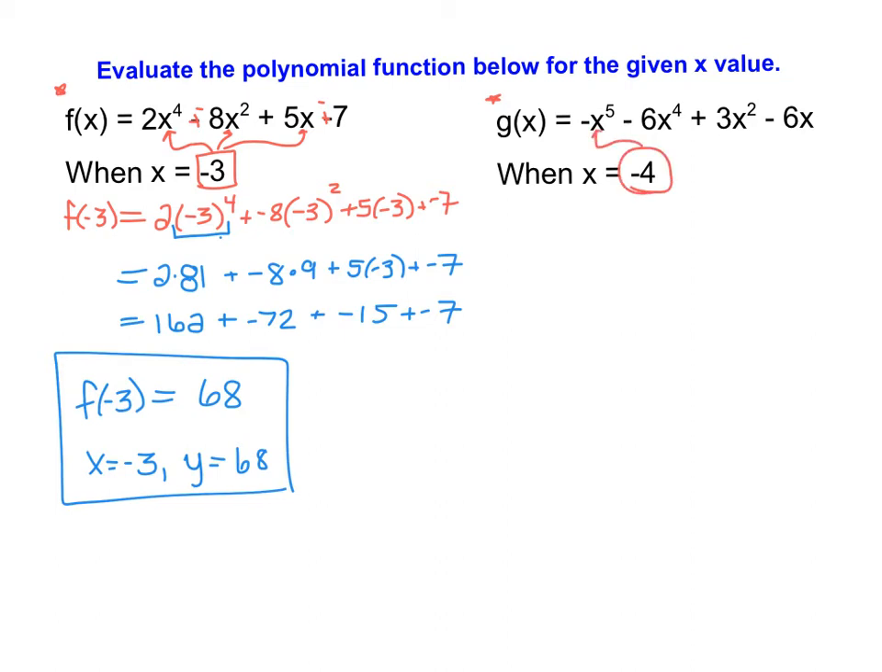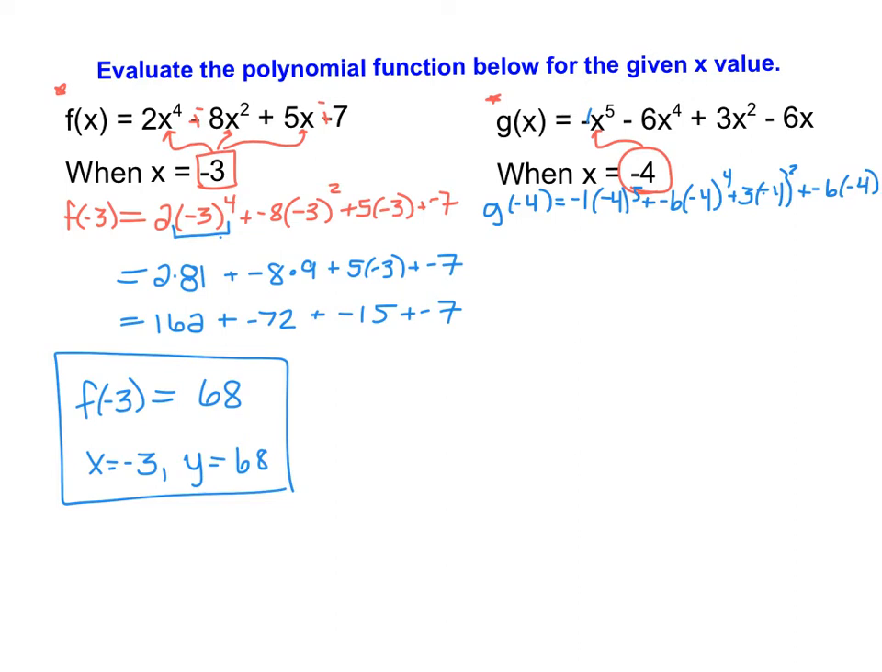Now if I move on to my second example here, I am going to substitute in x equals -4. So here I'm going to start with g of -4 because I'm replacing x with -4. I remember there's really a -1 in front of that x to the power of 5, so I have -1 times -4 to the power of 5, plus -6 times -4 to the power of 4, plus 3 times -4 to the power of 2, and then plus -6 times -4.